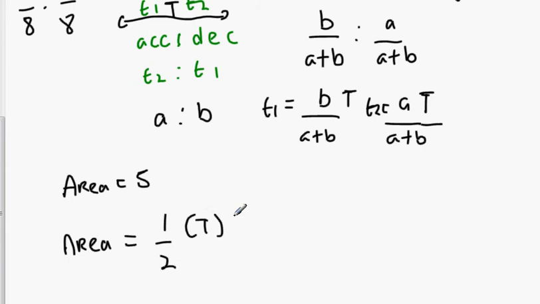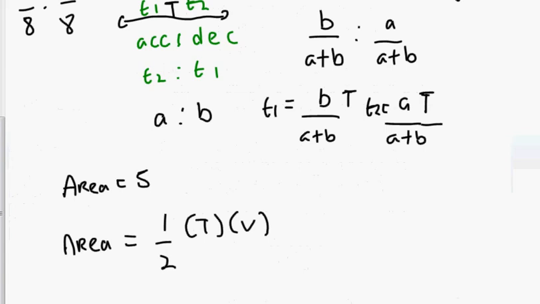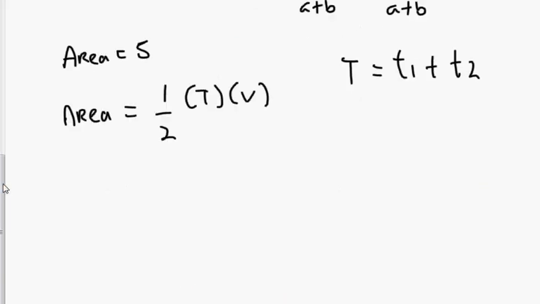The area is going to be half big T times V. Now the problem with half big T times V is, do we have a big T in our answer? No. So it means we're going to have to substitute it with what we know already. And what we know already is that big T equals T1 plus T2, isn't it? So what we're going to have to do here is add the two of them together and reduce the fraction.